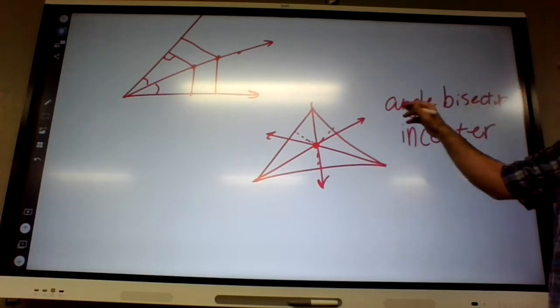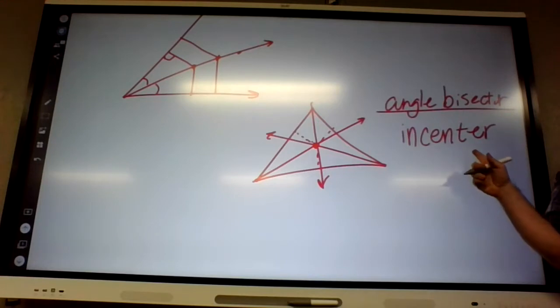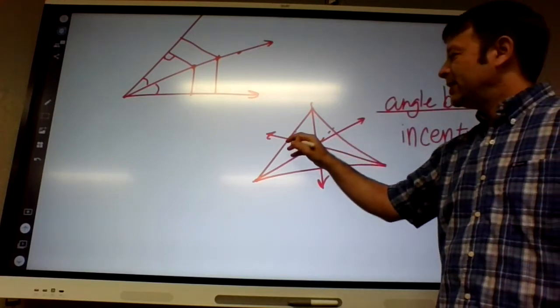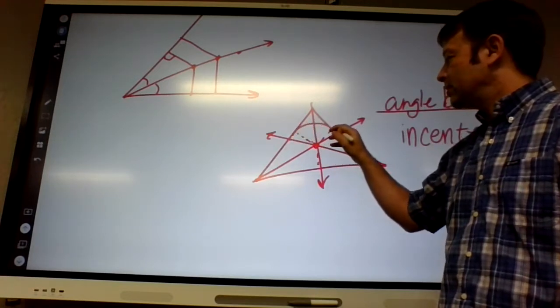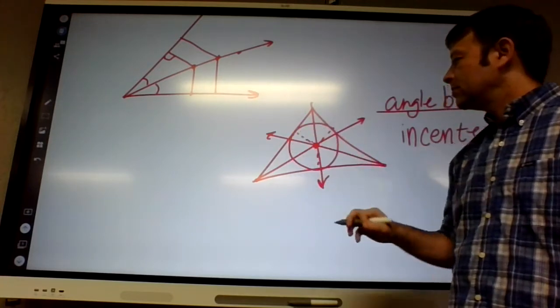Because it's the center of, guess what? The inside. A circle that's drawn inside. Let's see if I can do it.